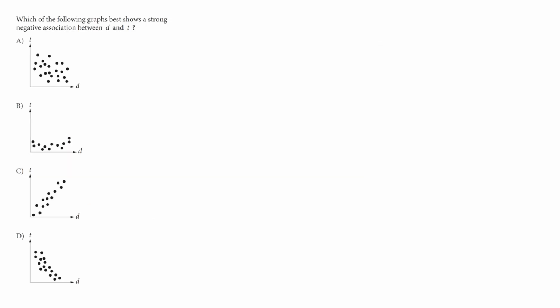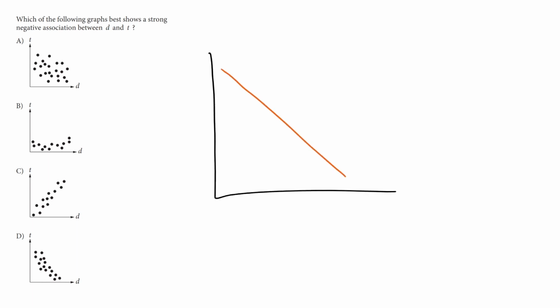Which of the following graphs best shows a strong negative association between D and T? So negative means as we're moving from left to right in our graph, we are moving in a negative direction, which means we're moving down. We want to see which graphs are moving down. So looking at A, B, C, and D, A is moving down, right? So we don't want to count that out. Even though it's very spread, it's moving in a downward direction.